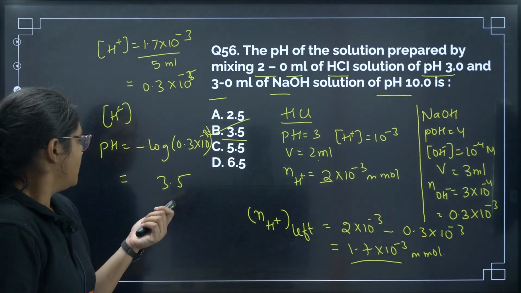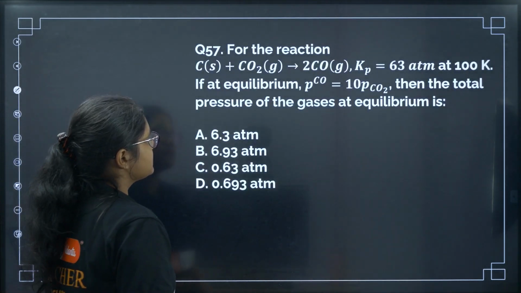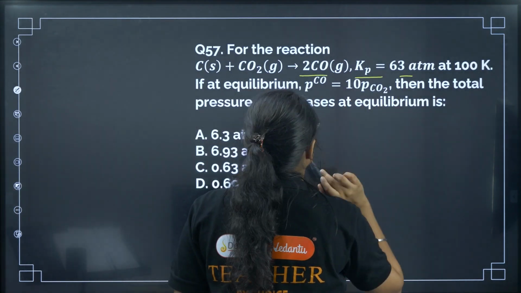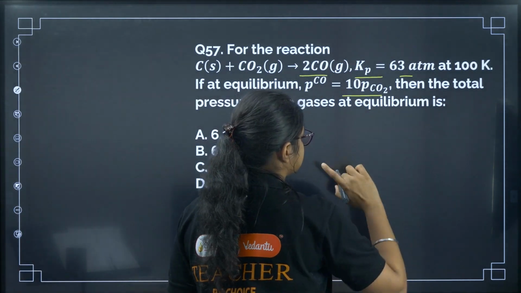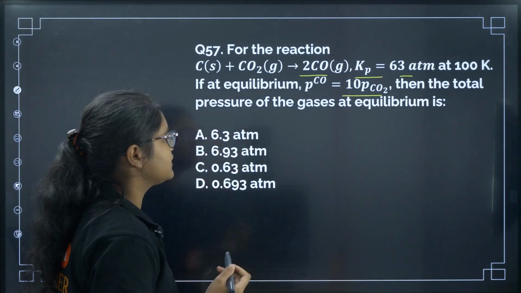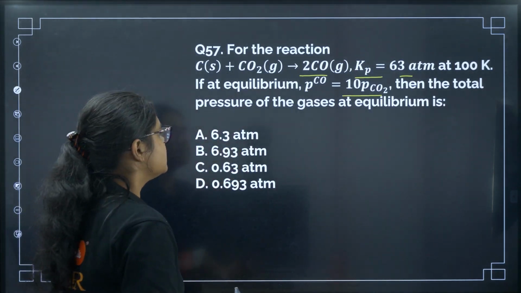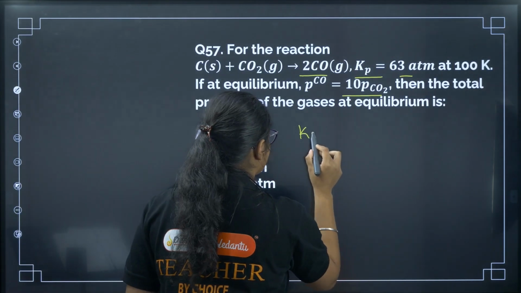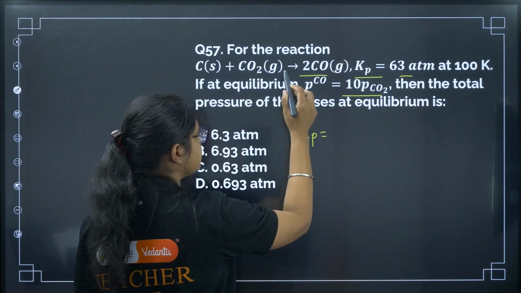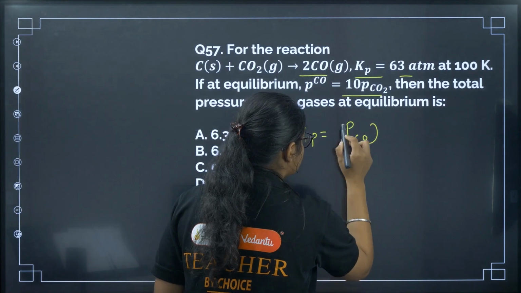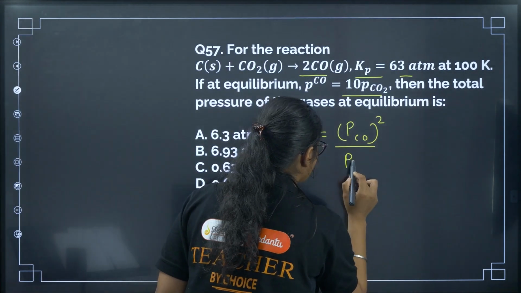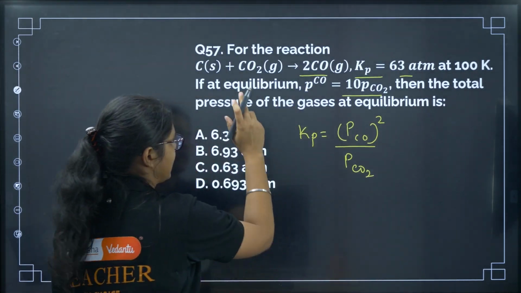Next question, for the reaction C plus O2 gives 2CO, Kp value is given at 100 Kelvin. If at equilibrium pressure of CO is equal to 10 times of pressure of CO2, then the total pressure of the gases at equilibrium is? So this is a very easy question. We can have the Kp formula. Kp will be equal to products pressure by reactant pressure. So pressure of CO square divided by pressure of CO2, which is the reactant here.